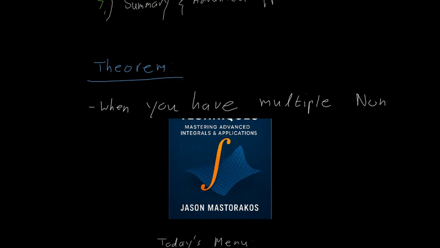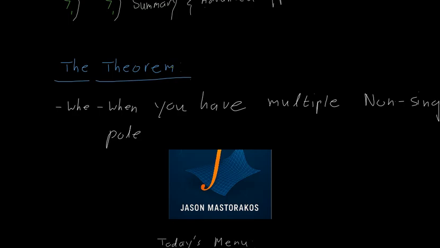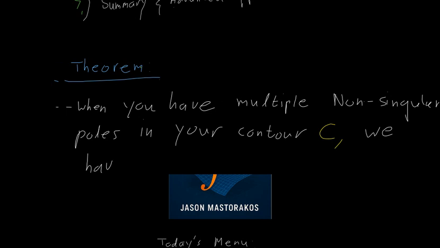Only in this lecture, as I mentioned, non-singular, singular. When you have multiple non-singular poles in your contour, called C, put over here, contour C. Okay, we add up all of our residues.